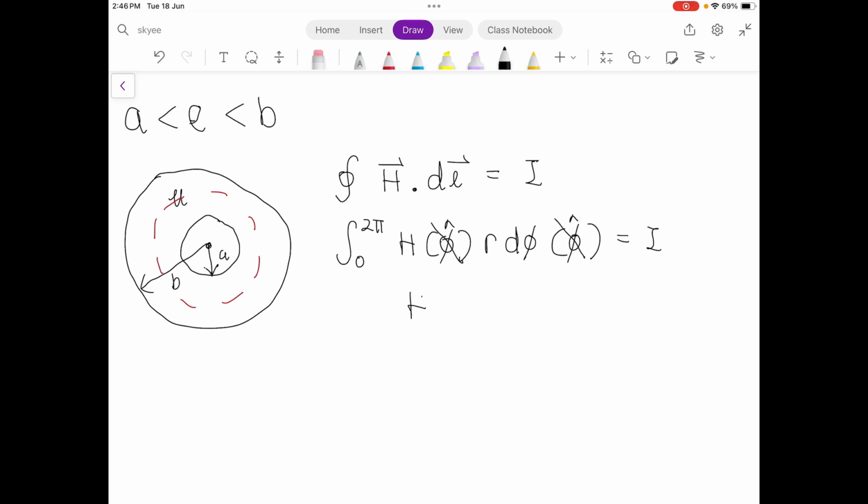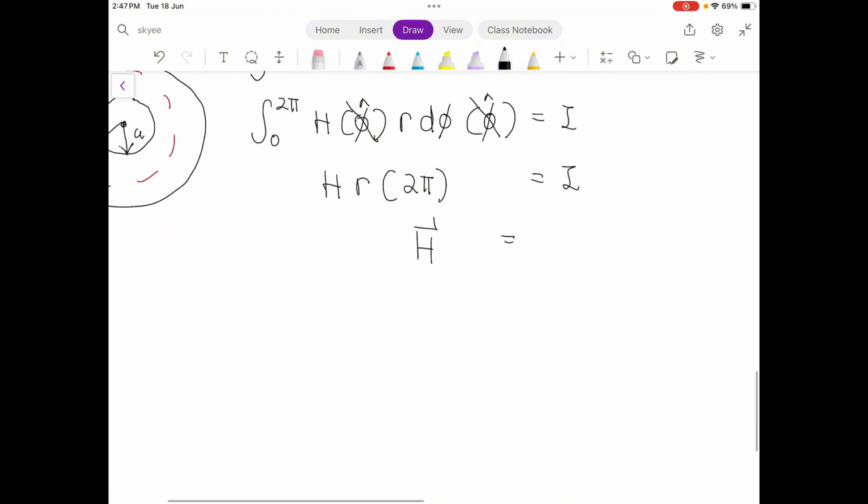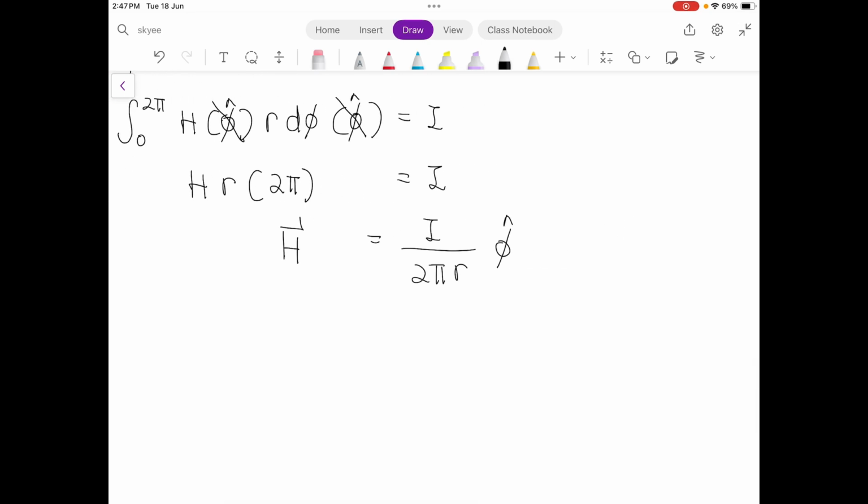So you will have H times r times 2 pi equals I, and your H will be equal to I over 2 pi r. Okay, so this is the equation of the magnetic field when the radius is in between A and B.